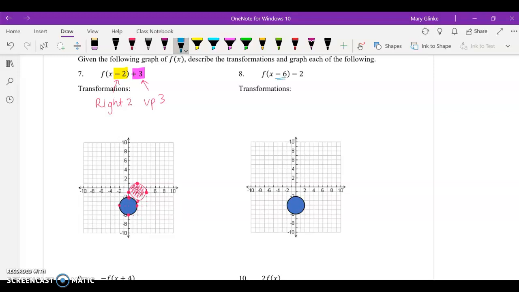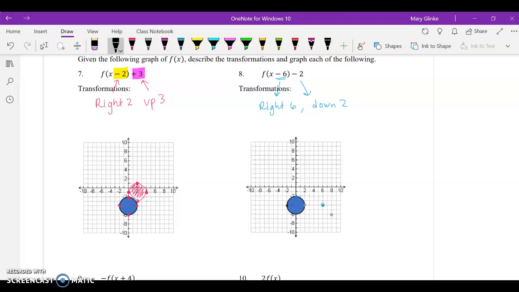Let's look at the next one. We are still going to be moving right 6 because it's inside, so we do the opposite. The -2 is going to move our graph down 2. So we're going to take each point and move it right 6, 1, 2, 3, 4, 5, 6, and down 2. We use different colors here to show it. 1, 2, 3, 4, 5, 6, down 2.